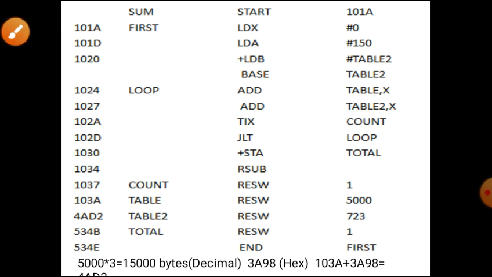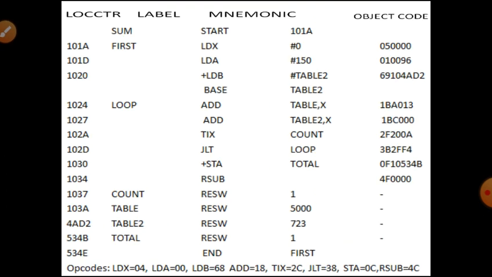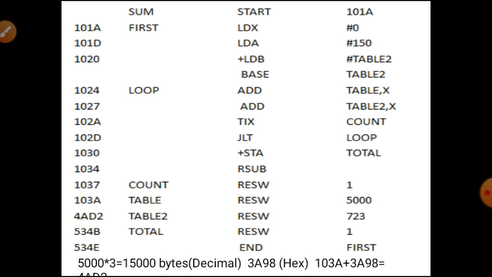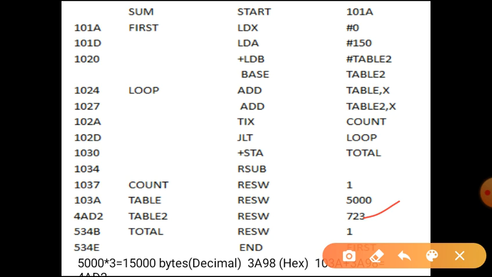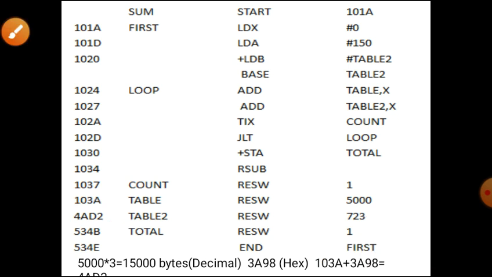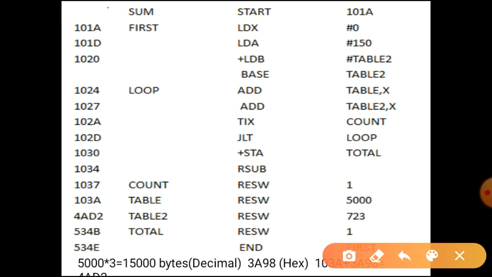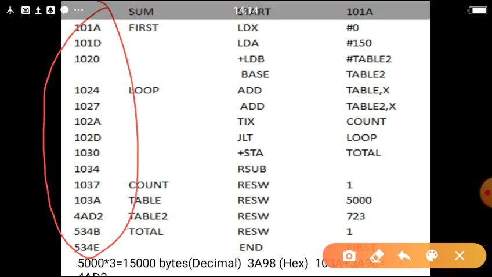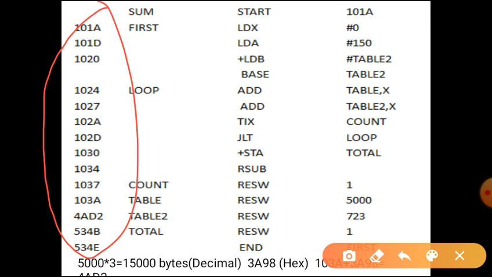Next, similarly with this, 723. 723 means again reserve 723 words, each word 3 bytes. You multiply 723 into 3, get a value in decimal, convert it into hexadecimal, and add that result to 4AD2, and you will get 534B. So this is how you go on assigning the addresses at first. You have to do this at first. Do the calculation in hexadecimal; these values will be given in decimal.